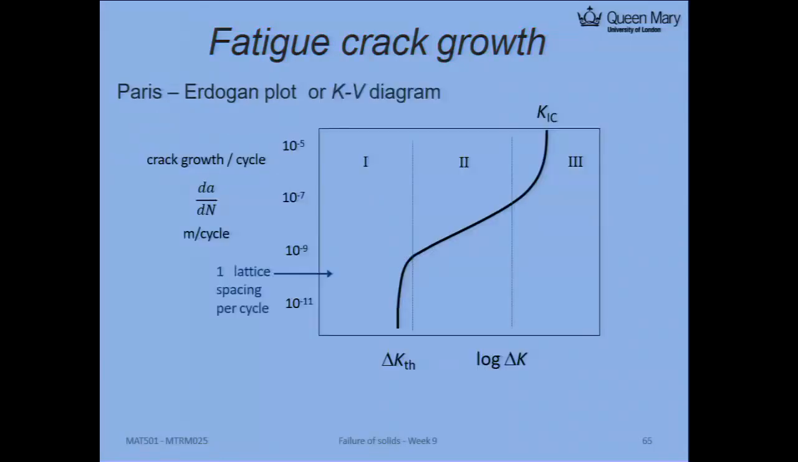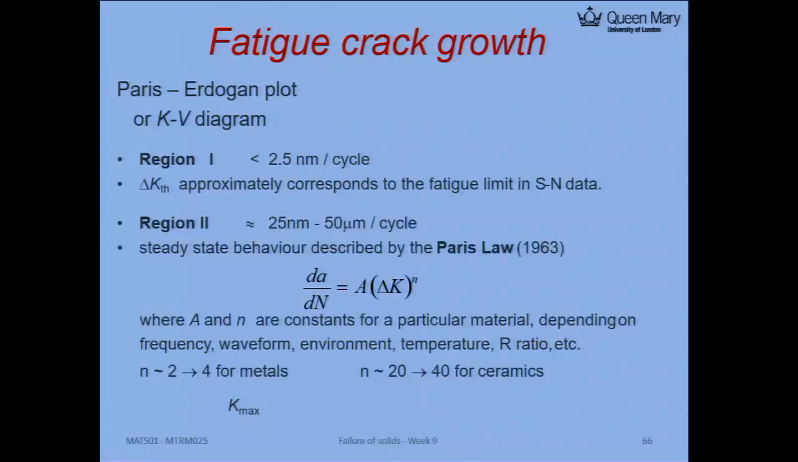If you look at the region here, until you reach the crack initiation point, I'm talking about stage A on this part. Okay? And then in region 2, if you look at the scale, 20 nanometer to 50 micron per cycle, this is the scale of the crack growth. At this stage is a steady state behavior. So you have this Paris law, very famous.